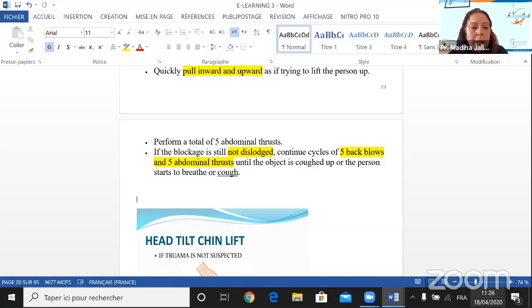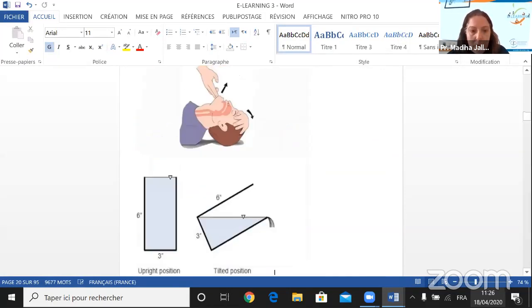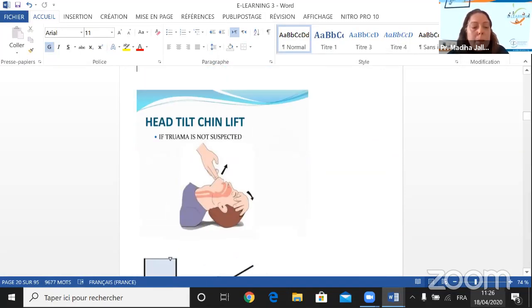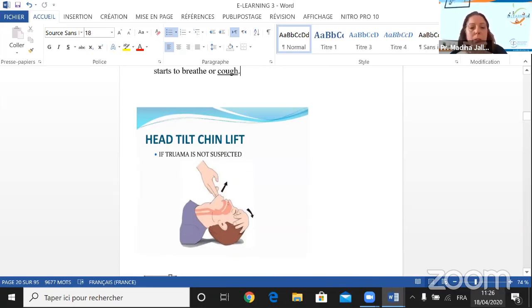Next diagram, next illustration. Okay, here, this diagram is about what? It shows you what? The position of what?